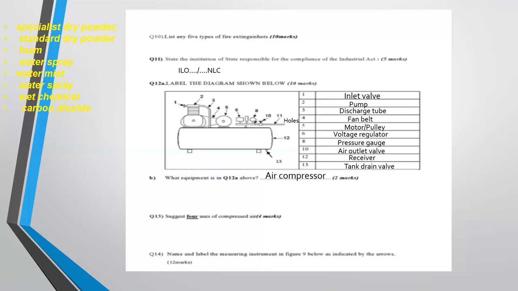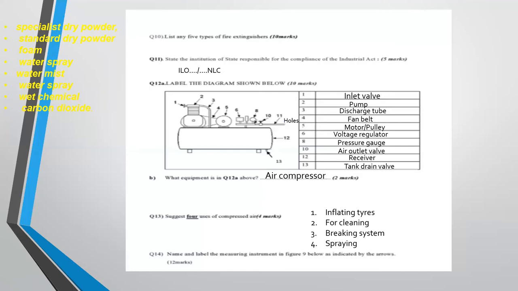What is the name of this figure? It's called an air compressor. The next question: state four uses of compressed air. So after we've compressed this air, what can we use it for? Let's look at some simple functions. The first one is what? For inflating tires. Inflating tires. So we use this compressed air to inflate tires.